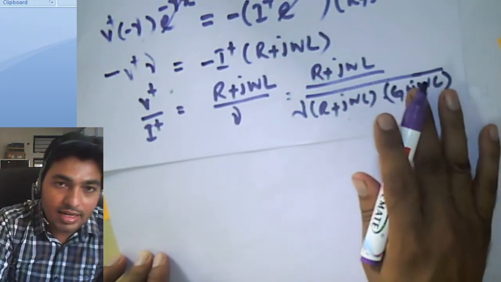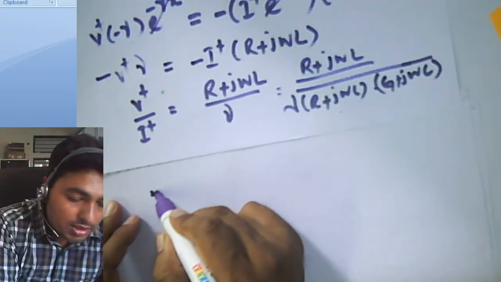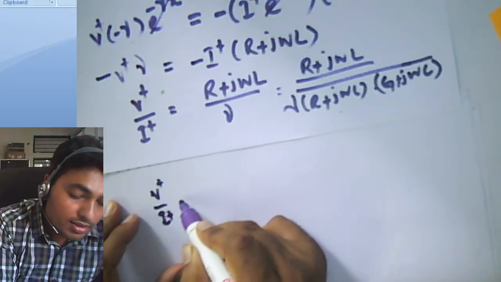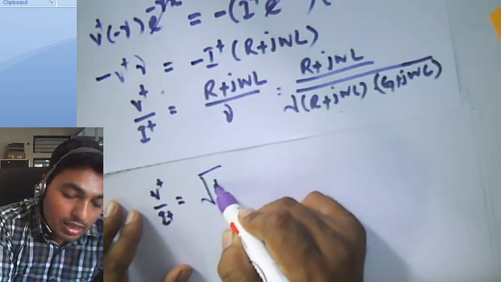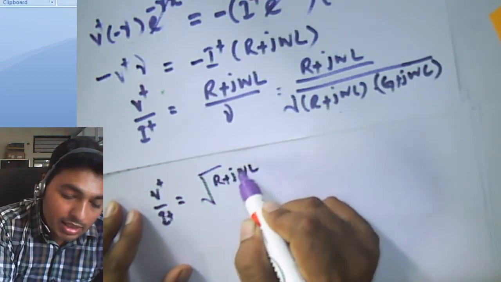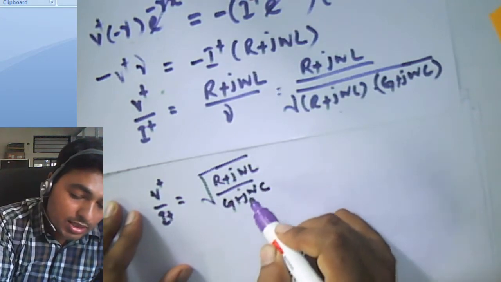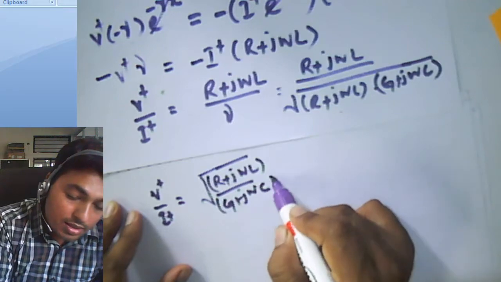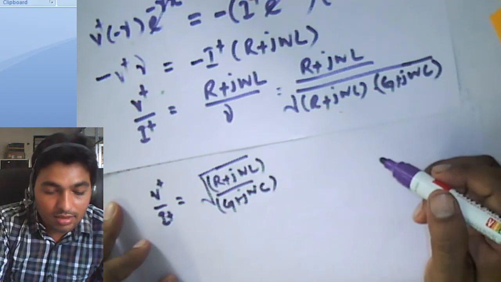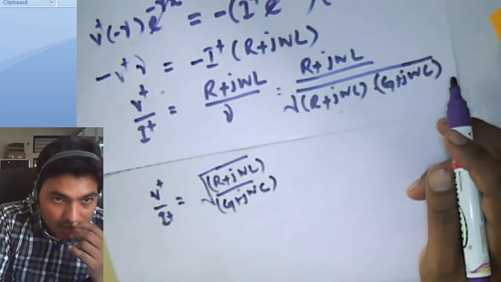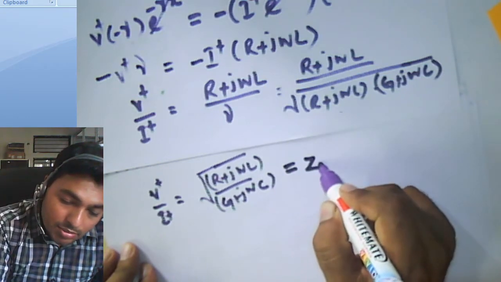So we can write this relation as v plus divided by I plus is equal to under root r plus j omega l divided by g plus j omega c. Now what is this? This is the ratio of voltage by current. The ratio of voltage by current is impedance. So we can write this as an impedance.